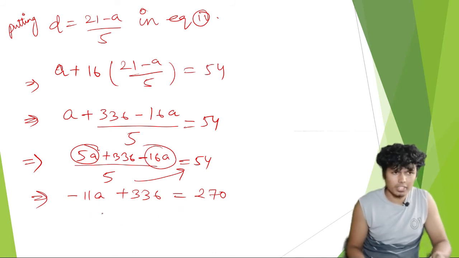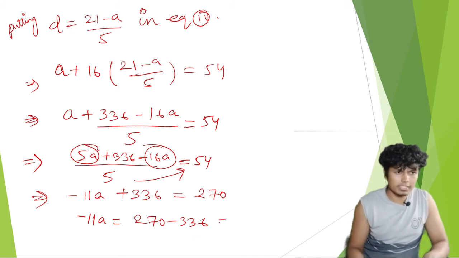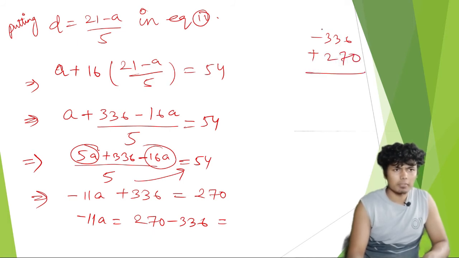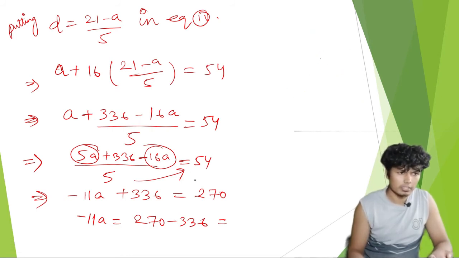So let us find the value of a. So we can write minus 11a is equal to 270 minus 336. Since they have opposite signs, you need to do subtraction. Take the bigger number's sign, minus. So 66 is the answer. Minus 66 is the answer. So minus 11a is equal to minus 66. Minus cancels.